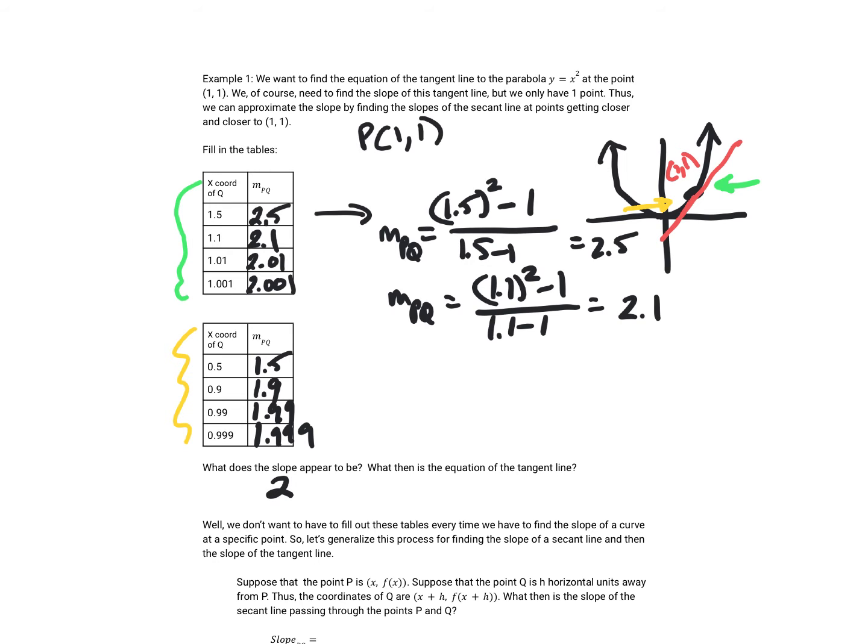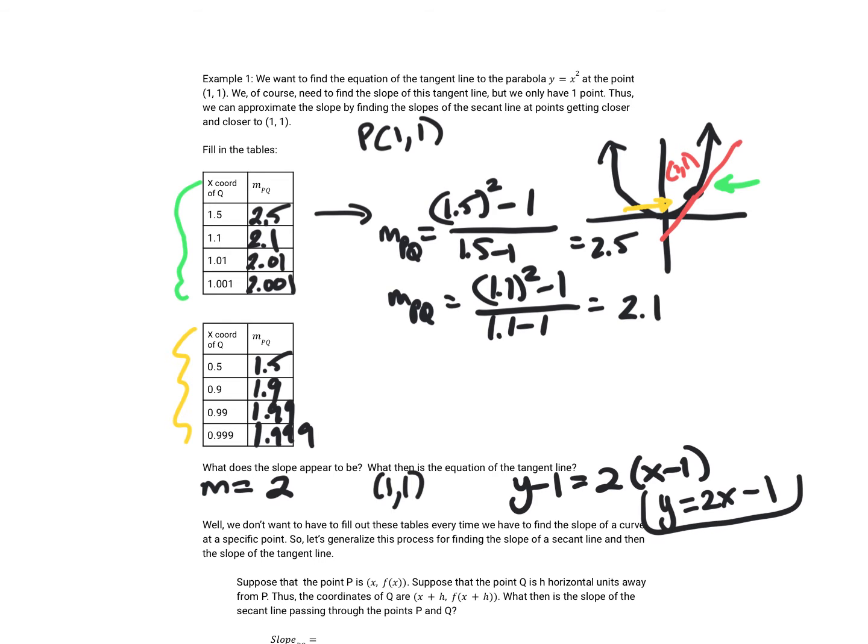All right, so if we've got a slope of 2 and we know our point is (1, 1), then the equation of the tangent line is, I'm going to use the point-slope form, y minus y1 equals m times (x minus x1), and then I can solve for y to put it in function form. So y equals 2x minus 2 plus 1, which is 2x minus 1. So that's the equation of my tangent line at point (1, 1) for y equals x squared.